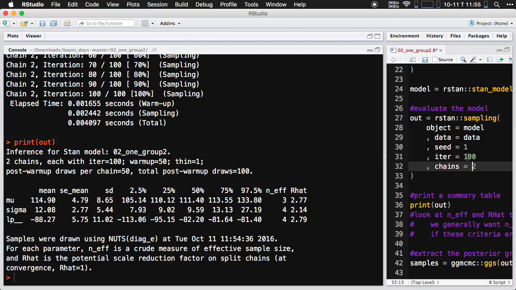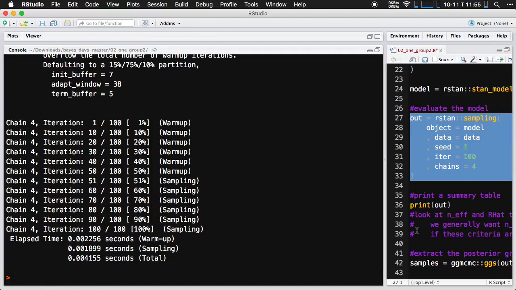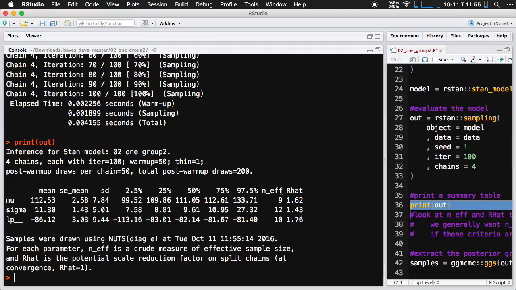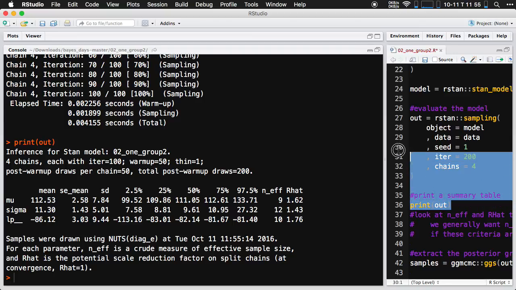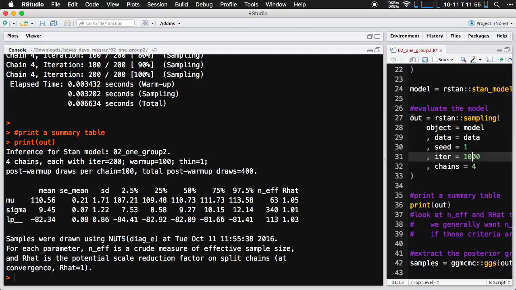So let's try bumping it up to 4 chains. What does that do? That starts at different places. So this n_eff goes up because it's combining the information from the different searches. And R hat has gone down closer, but n_eff is still not very big. So what if I bump this up to 200? Okay, getting better. R hat's getting better, and ditto the number of effective samples is getting better. Let's bump it up to 1,000.